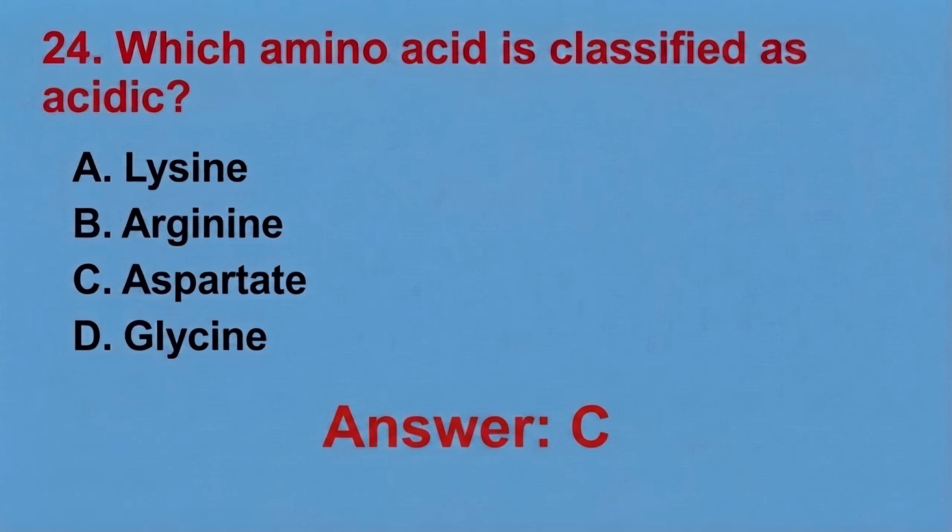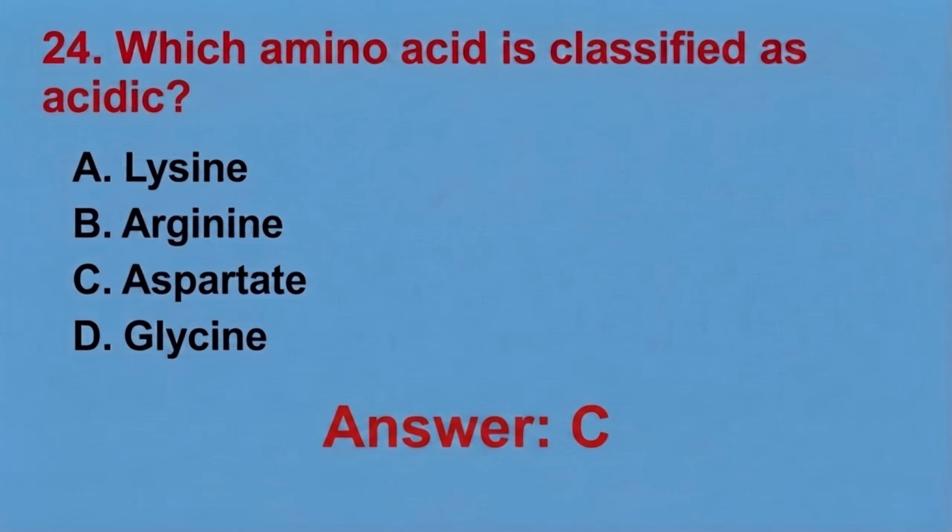Option A, lysine. Lysine is a basic amino acid with a positively charged side chain. Then why is option B wrong? Arginine is also a basic amino acid and contains a positively charged group. Then why is option D wrong? Glycine is a neutral non-polar amino acid and is not classified as acidic.